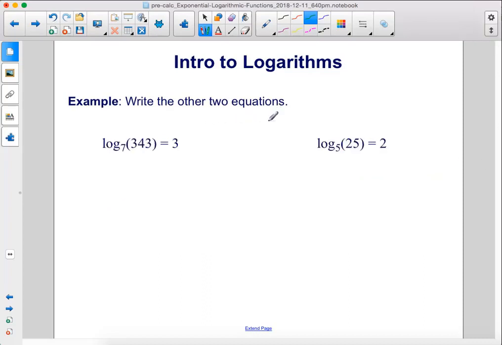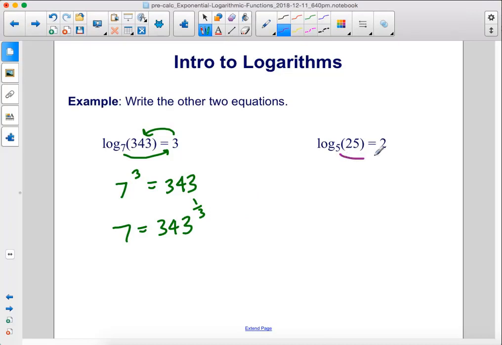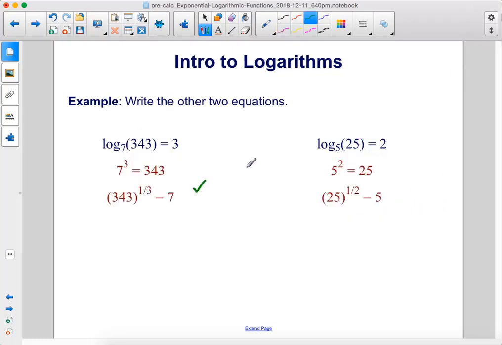Write the other two equations. All right, so we'll write 7 to the 3rd power equals 343. And then writing the next equation is easy. You just swap the exponent over and use the reciprocal. All right, over here, we have 5 squared equals 25. And then 5 equals 25 to the 1/2 power. And there you go.